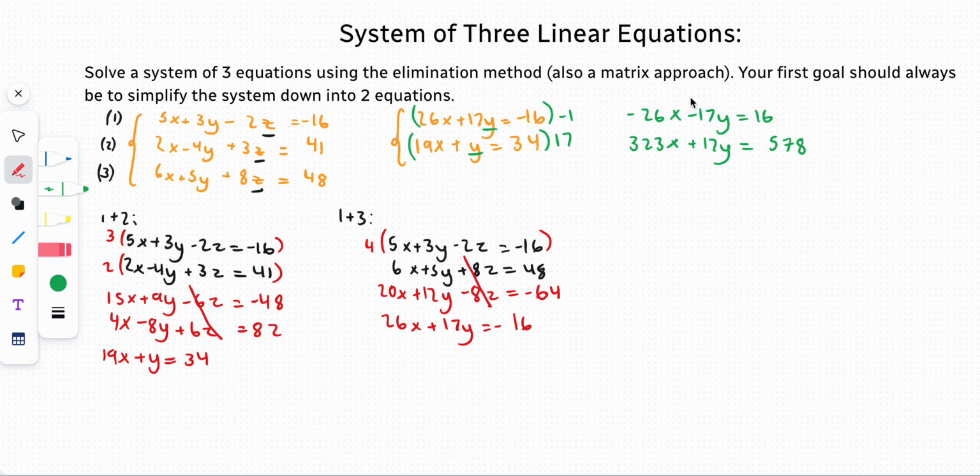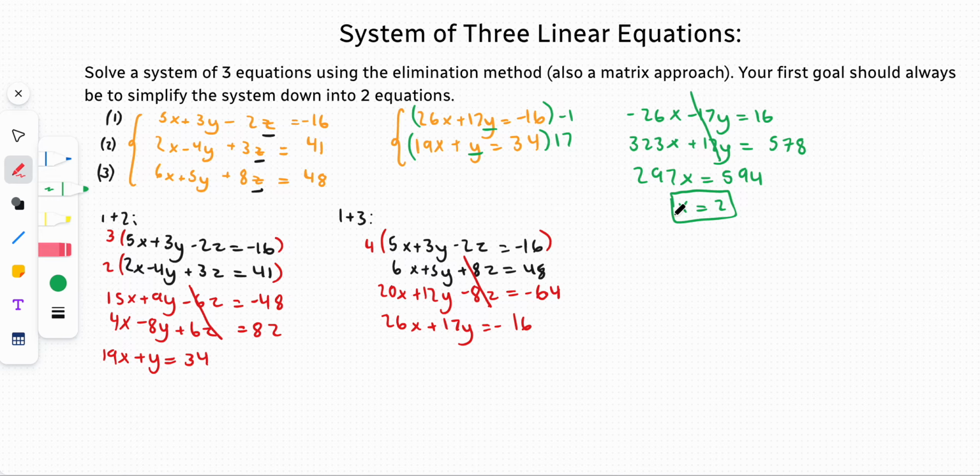Alright, so again, when we vertically add, these are going to cancel out, and then right here we're going to get 297x, which is going to equal 594, right? So we simplify x down, and x is going to equal 2. Right, so this is our first answer.